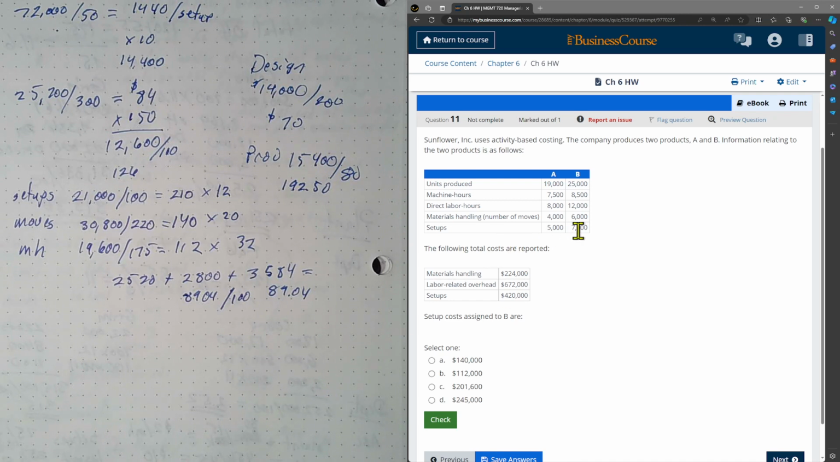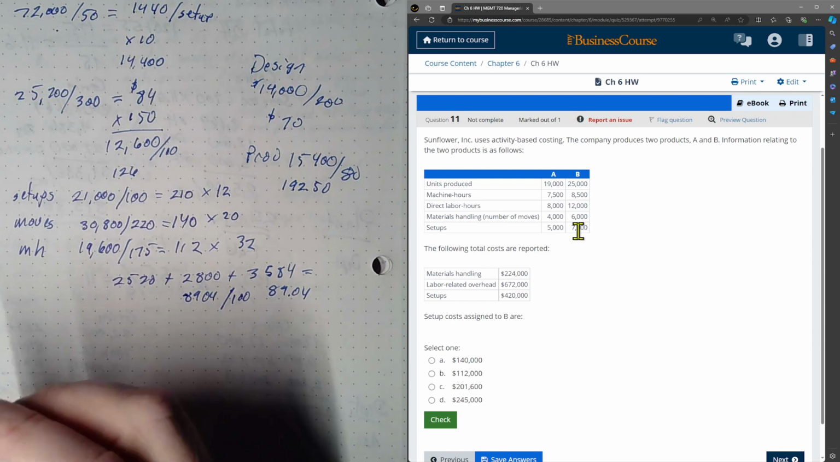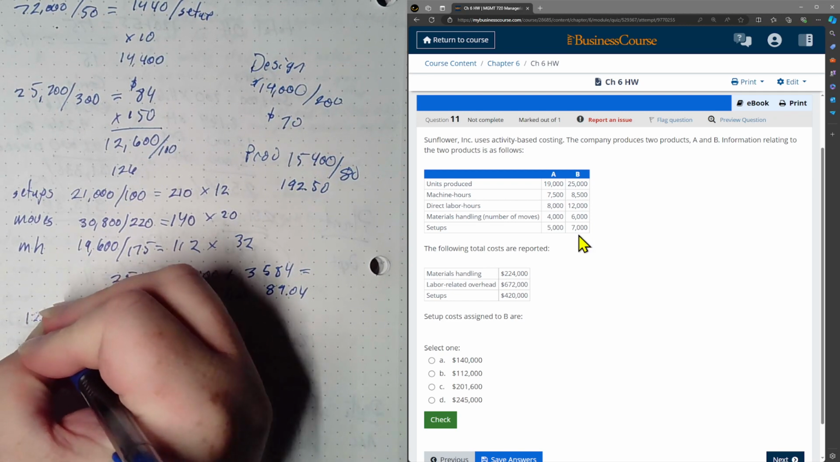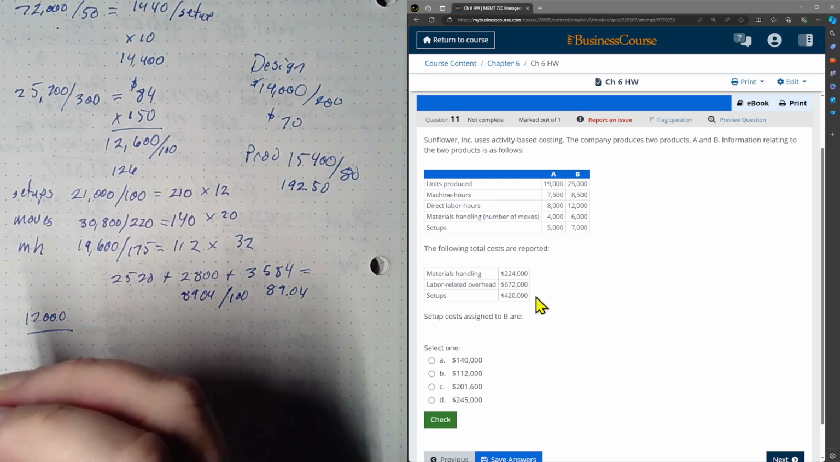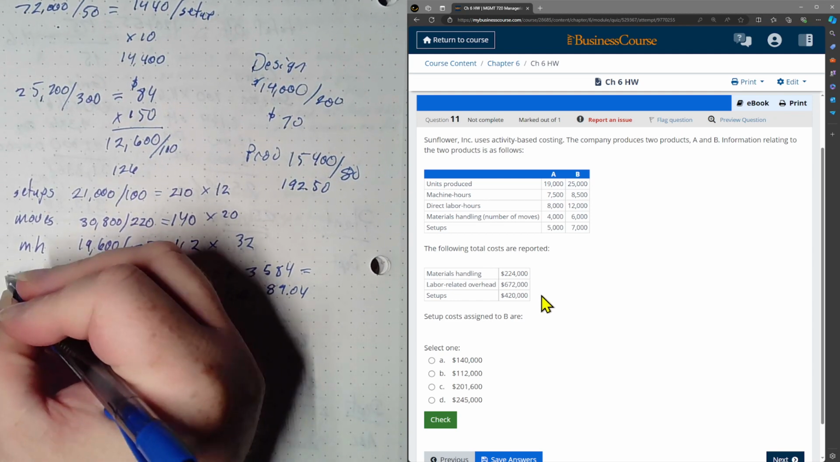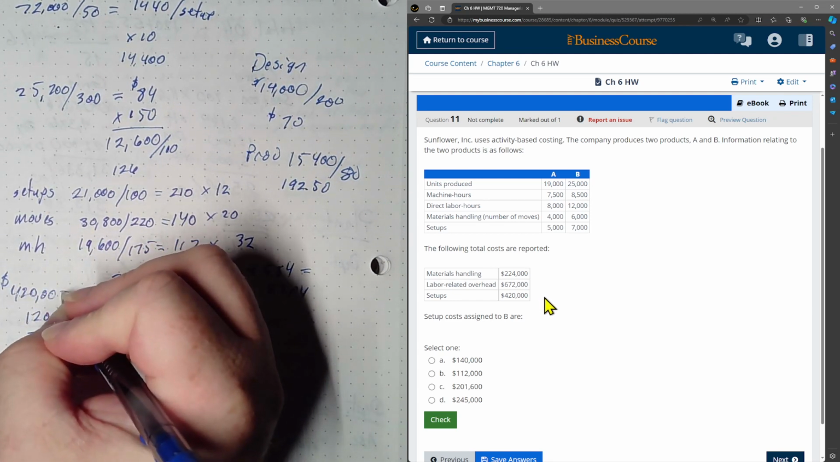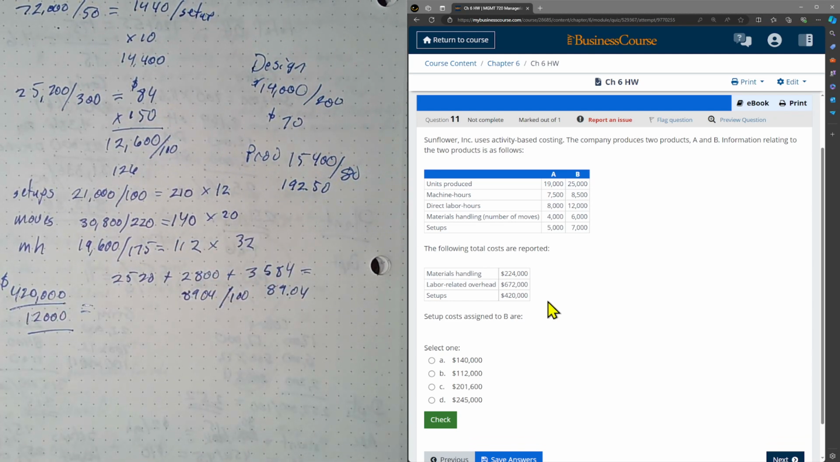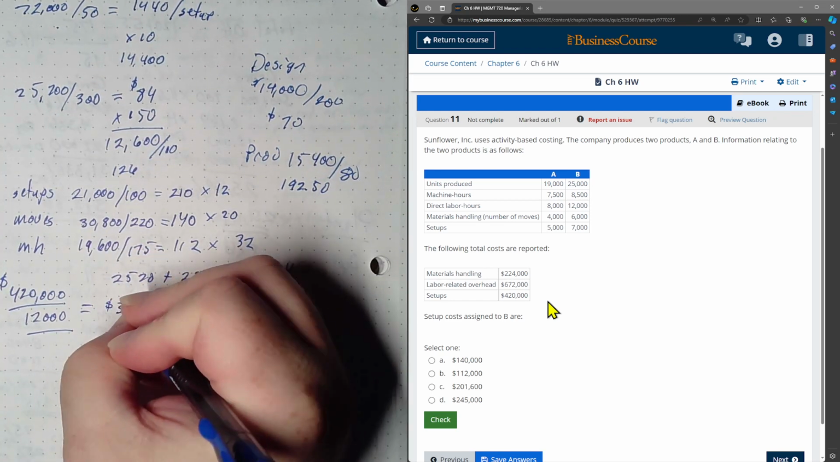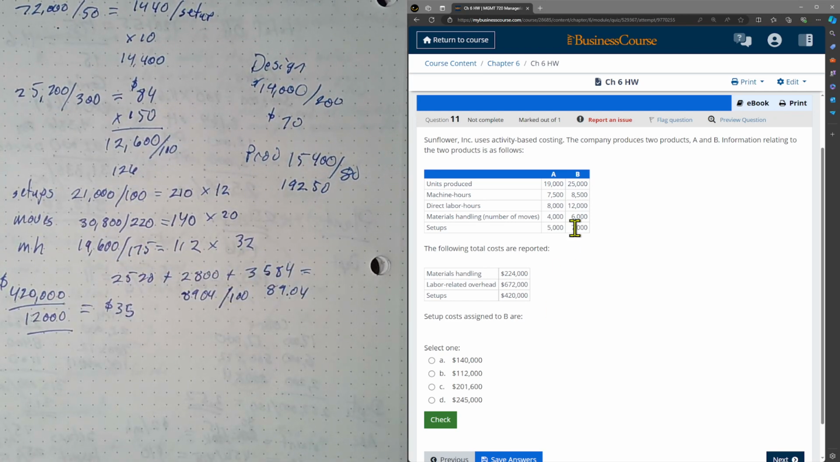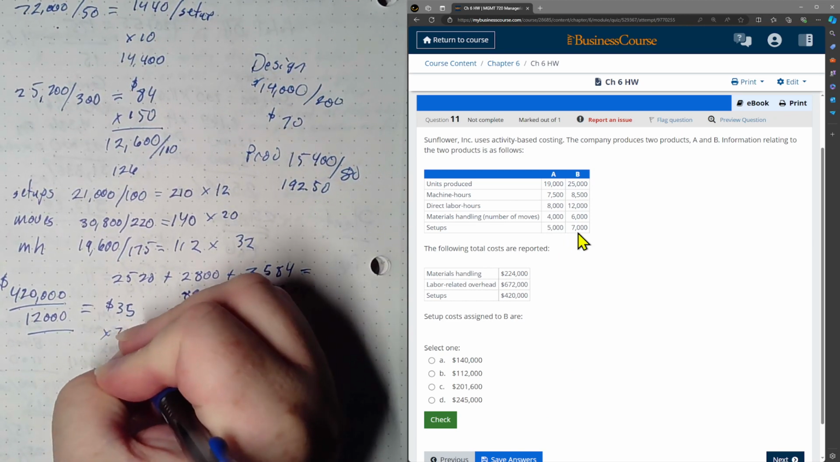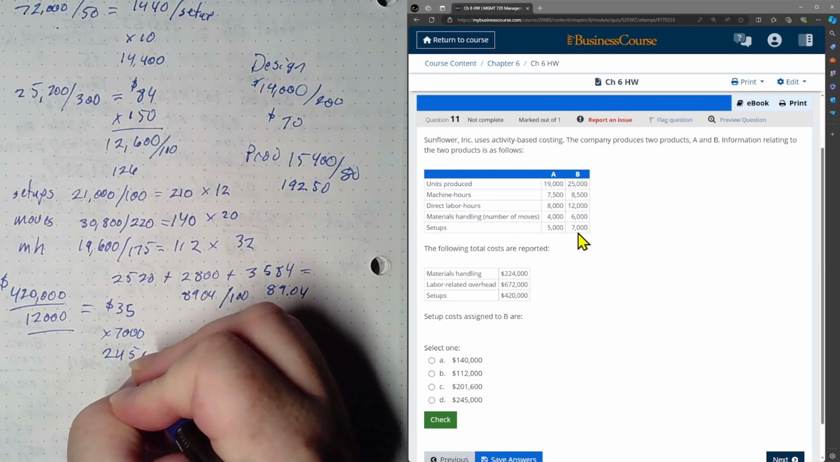Okay, so setups, right? What are the total amount of setups here? The total amount of setups are 7 plus 5, which is 12,000 setups. The total cost for the setups is 420,000 divided by 12,000 total setups. So 420 divided by 12 equals $35 per setup, right? And B had 7,000 setups. So 35 times 7,000 equals 245,000. Is that a number?